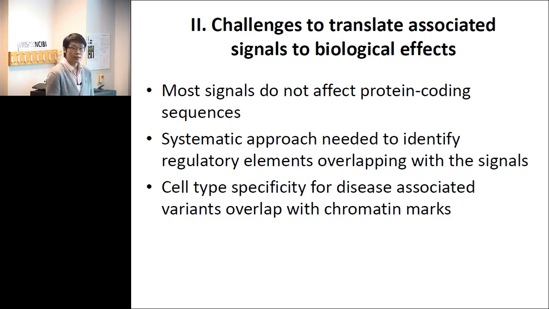So we need a systematic approach to identify the regulatory elements that are overlapping with the signals, and at the same time, a lot of these disease-associated variants that overlap with the regulatory elements would tend to be cell type specific. So we also need to identify the corresponding right cell type for that.